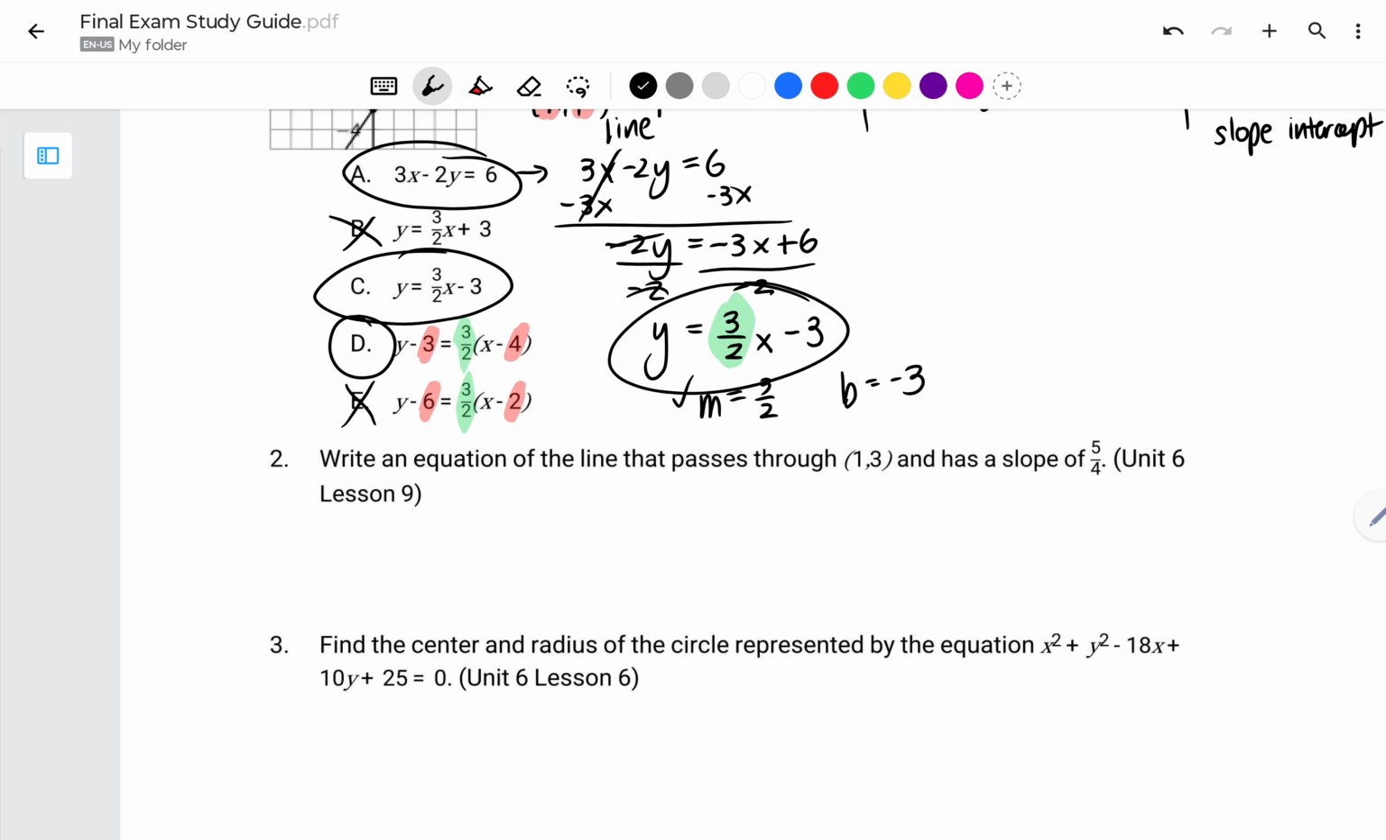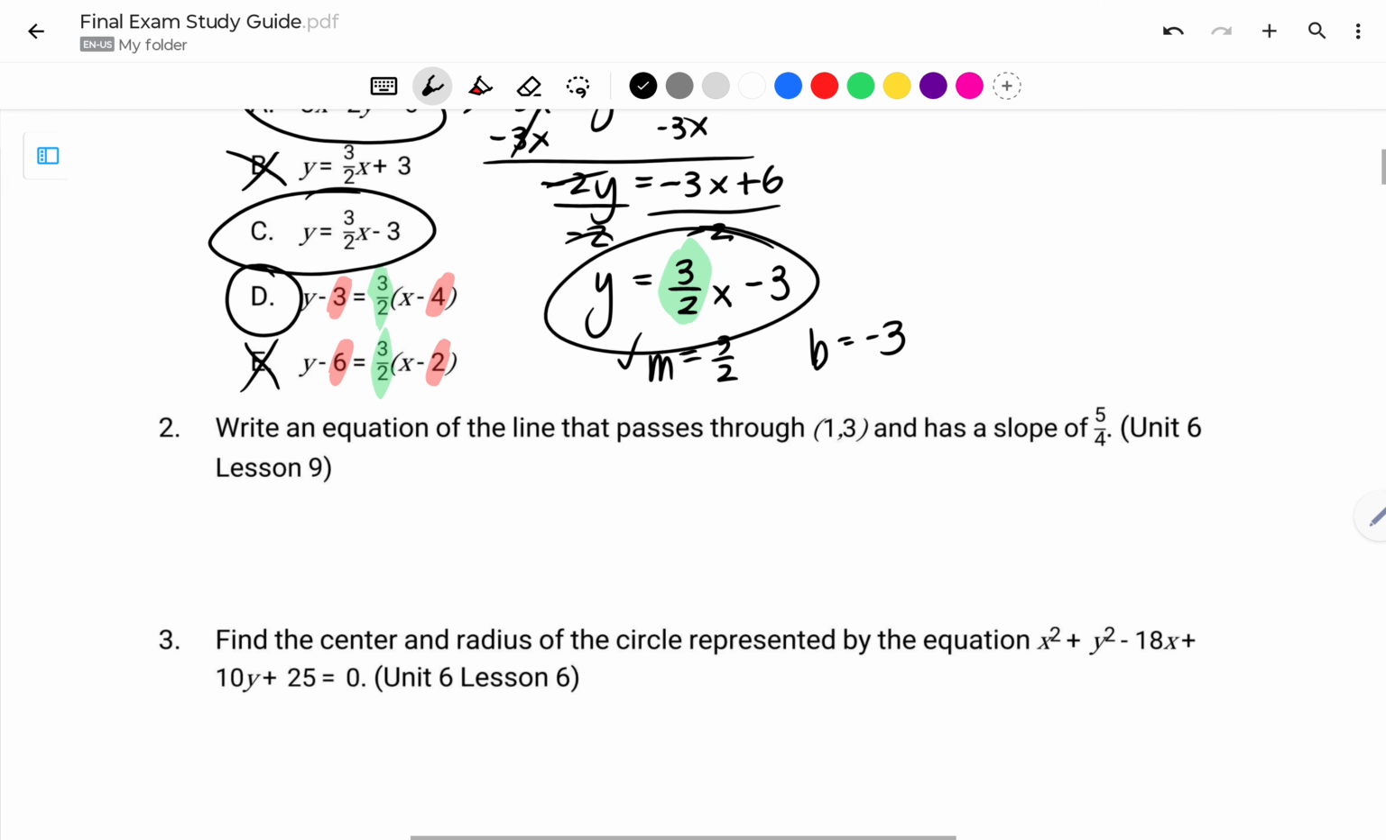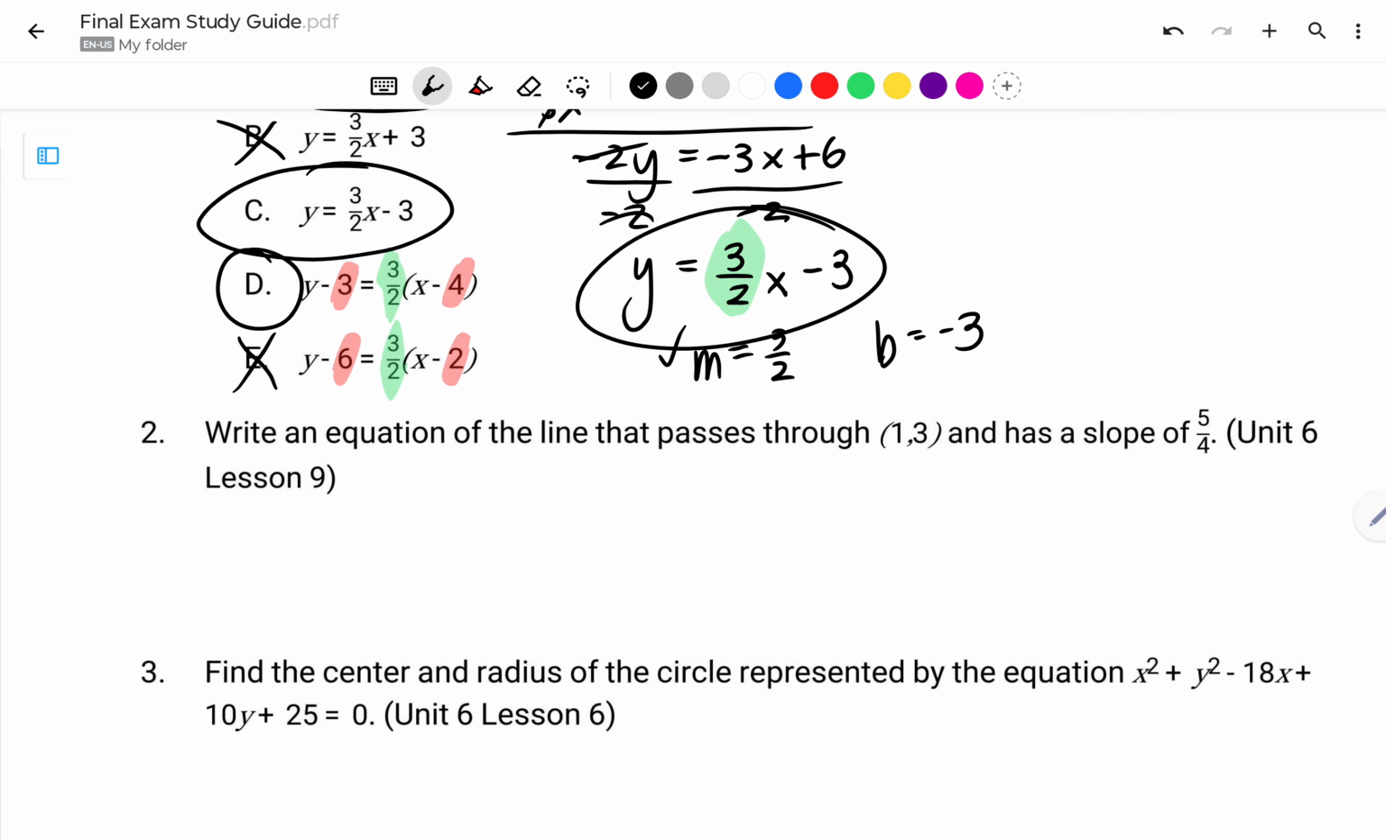Okay, let's do a couple more. I'm going to make different parts to this video. Write an equation of the line that passes through 1, 3 and has a slope of 5/4. So this question gave me a point and it gave me a slope. Give me a point and a slope. Okay.